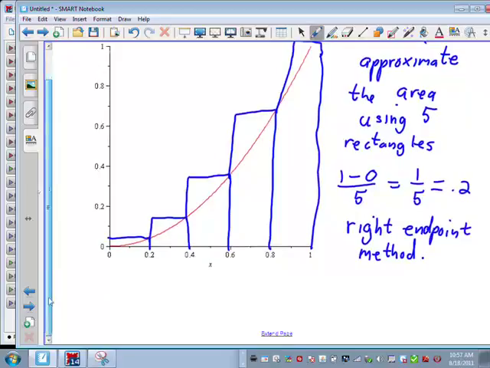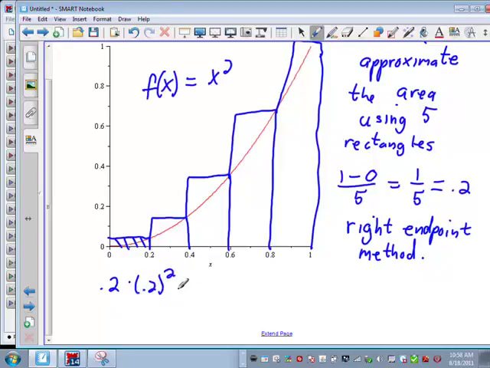Let's figure out what our approximation is. We just simply need the area of this rectangle. Well, it's just the base times the height. The base is 0.2, times the height. Well, what's the height? This is f of x equals x squared. And I want to know what the height is at 0.2, so it's 0.2 squared.